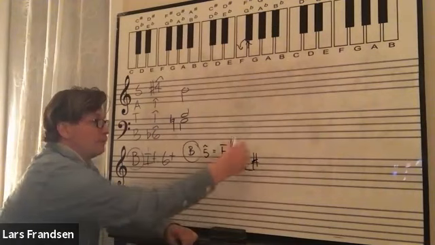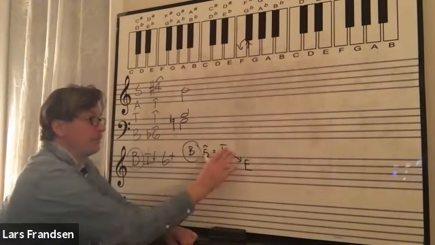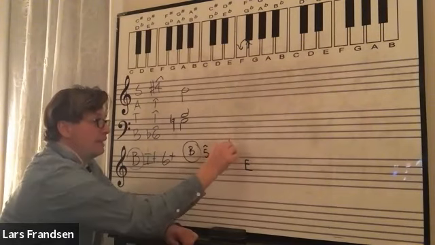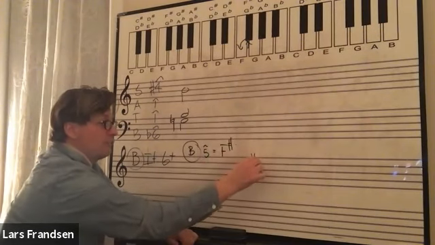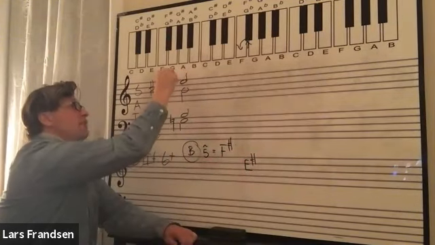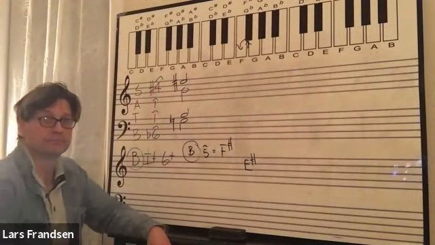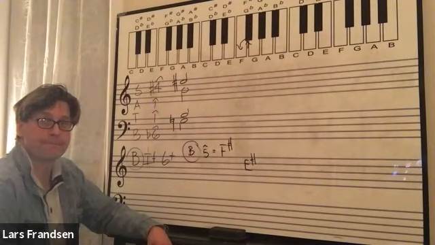But we have to understand that between E and F is a half step, yeah? We know that. And that means that if I raise this one, I must also raise this one to retain that half step. So that means that the sharp 4, in this case, is an E sharp. Cool? Yes. Good.